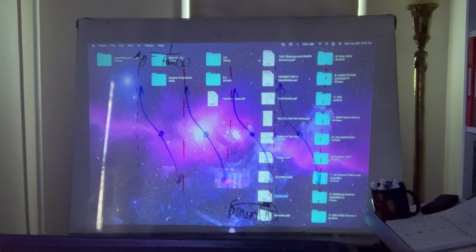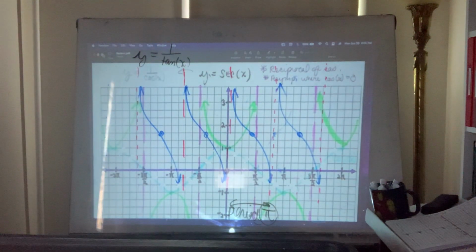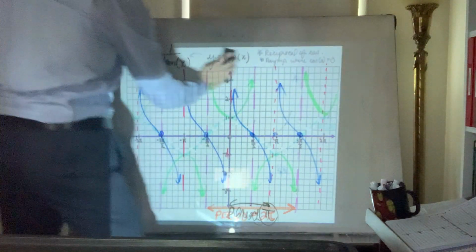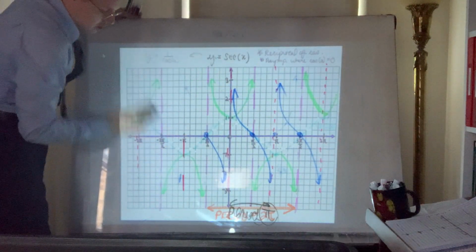Here is secant. This one's kind of fun to craft from scratch, right, given its relationship to cosine.